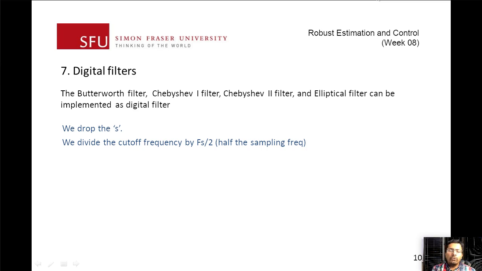So for instance, if my cutoff frequency was 100 hertz and my sampling frequency was 1000 hertz, then you can just do 100 divided by 1000 divided by 2. So you do 100 divided by 500, which will be 1 over 5, which is what you will pass to your design. We can actually use a few tools to visualize the frequency domain.